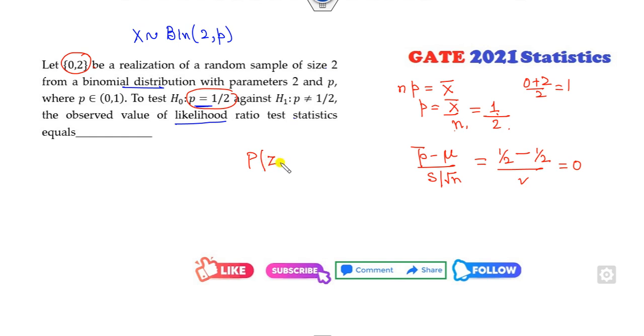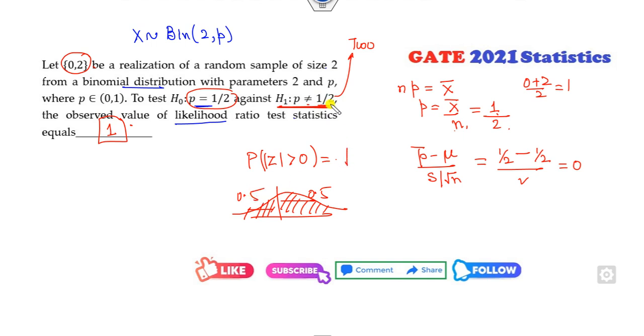So what is the probability, it's a two tail, that modulus is greater than 0? What is the meaning of this? When it's modulus greater than 0, it means this portion as well as this portion. So the complete answer is 1, because it's a two tail. You can see it's a two tail, so it's greater than as well as less than both. That's why 0.5 plus 0.5 is 1. If H1 is only p greater than half, then it's a one tail, so it is only greater than 0, and the answer will be 0.5.